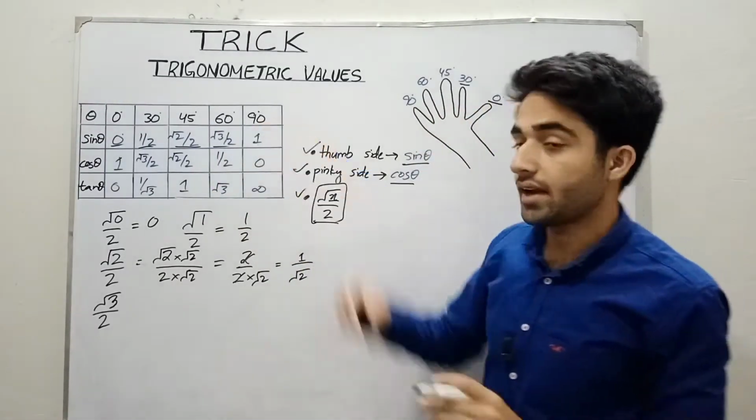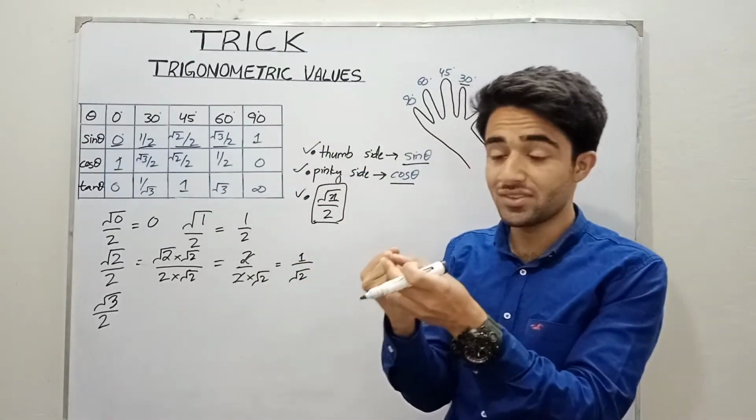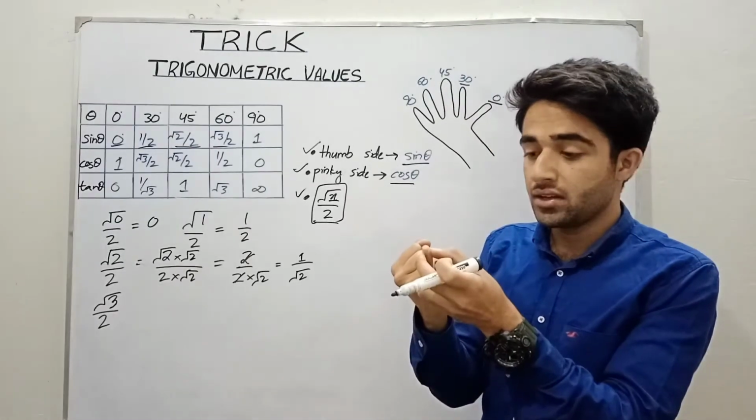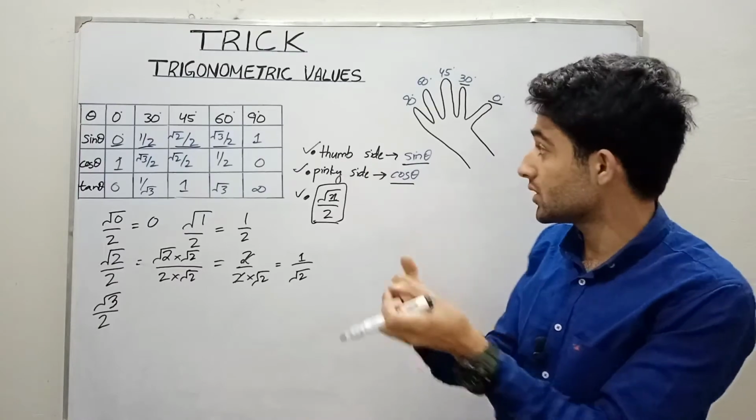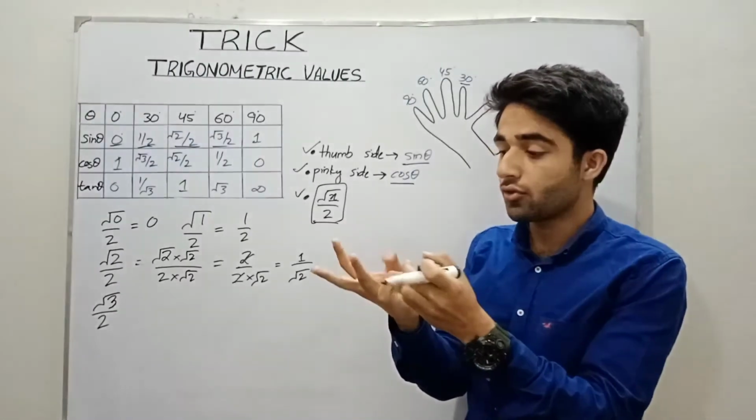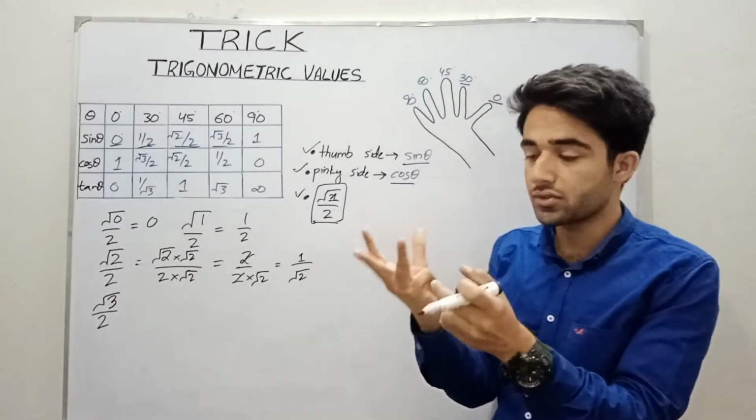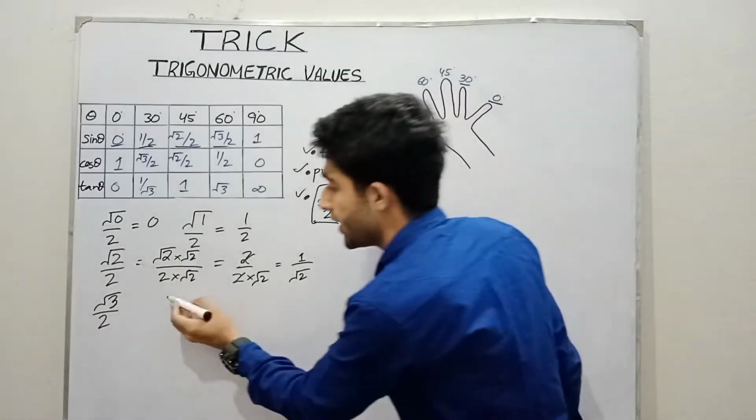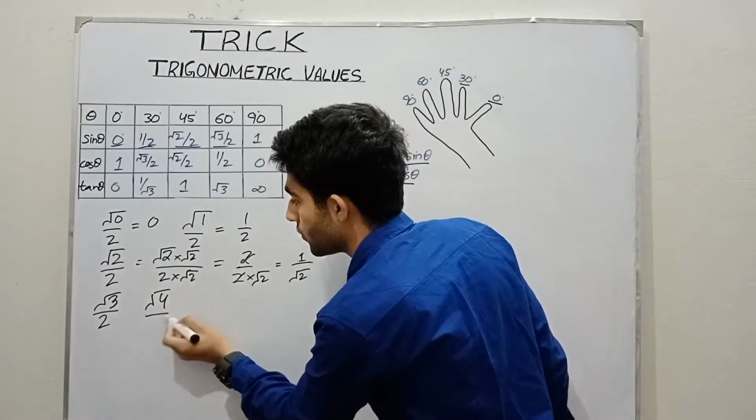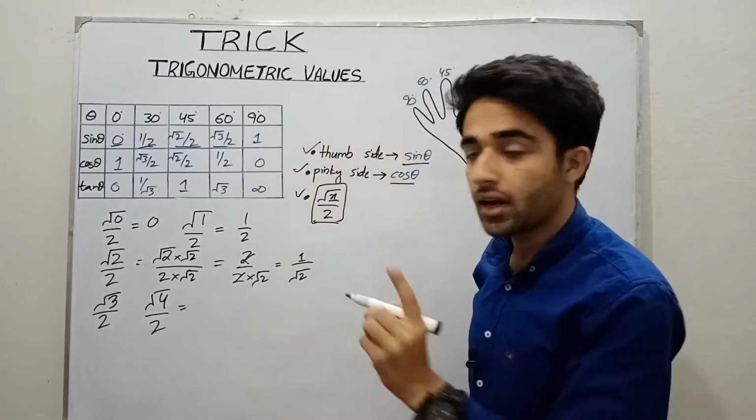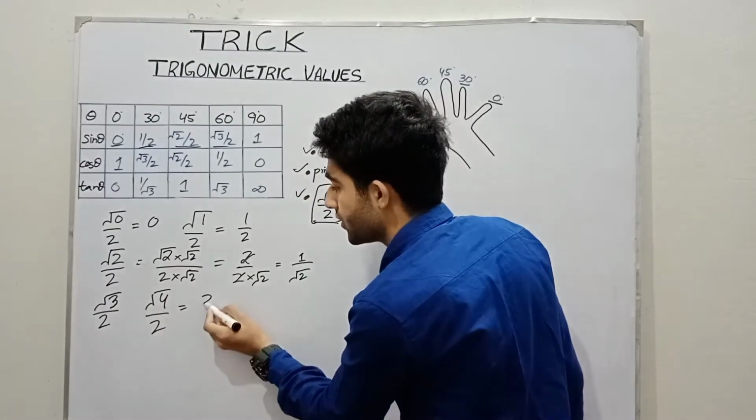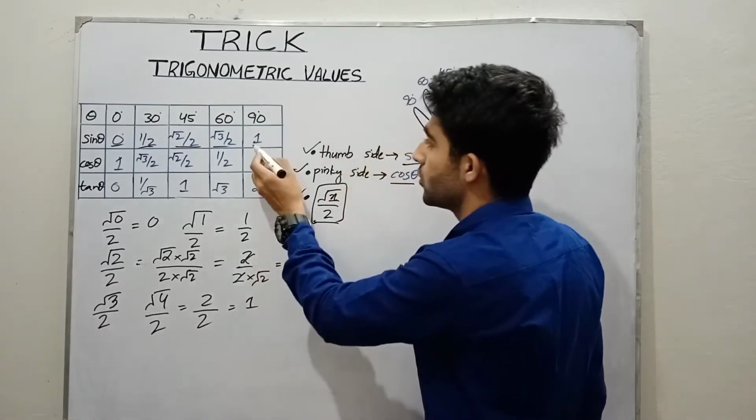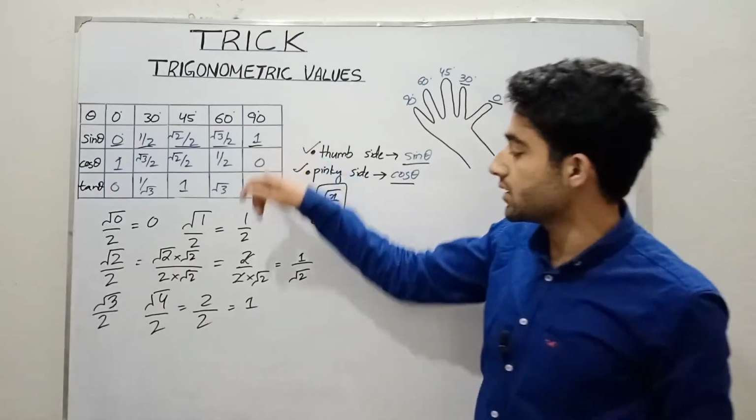Then at 90 degree, this is the finger which represents 90 degree, and from this finger for sine theta there are 4 fingers in the direction of the thumb side. It means that the value of x is 4, so root 4 over 2, and we know that root 4 gives 2. And 2 by 2 is 1. It means that the value of sine theta at 90 degree is 1.